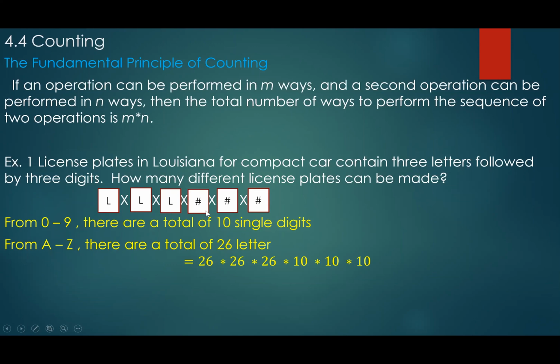For the number, I have 10 times 10 times 10. Like I mentioned, the fundamental counting principle can expand to however many options or categories you have, in this case the slots that you have. Once you identify how many slots, and at each slot how many options you can put in, right?